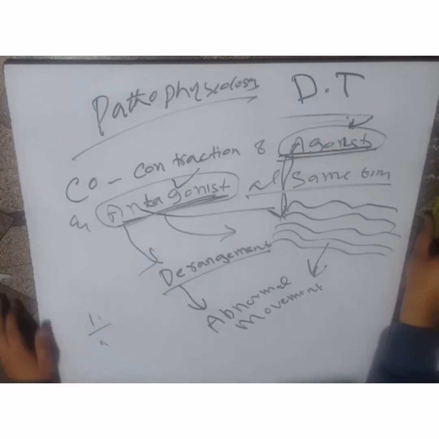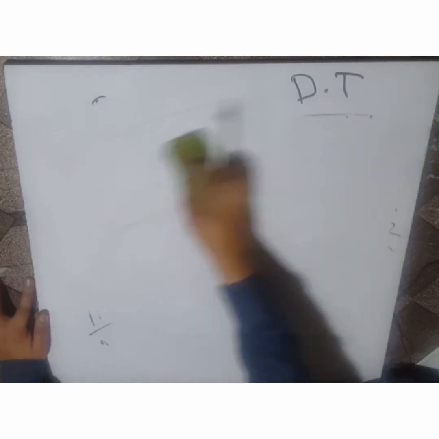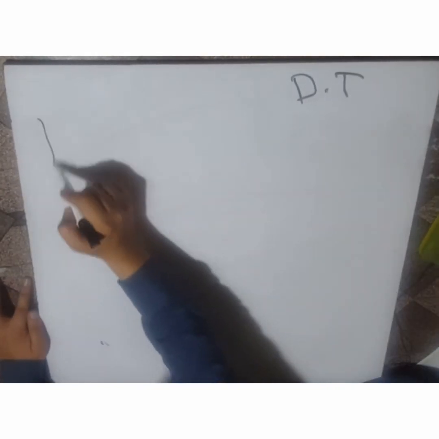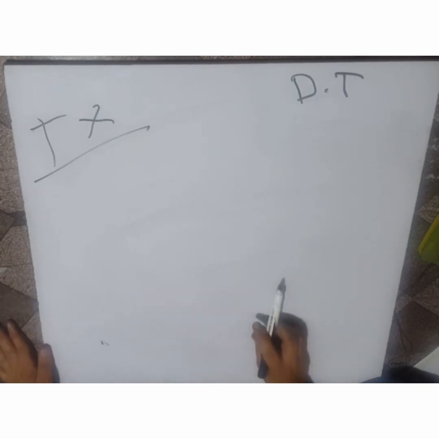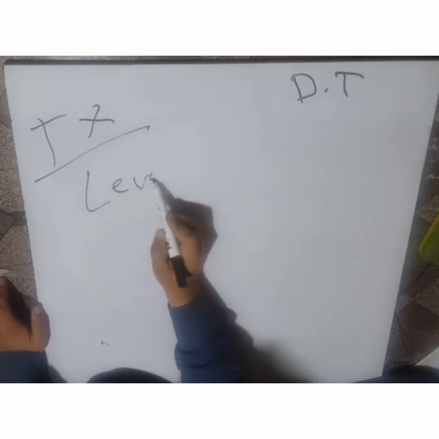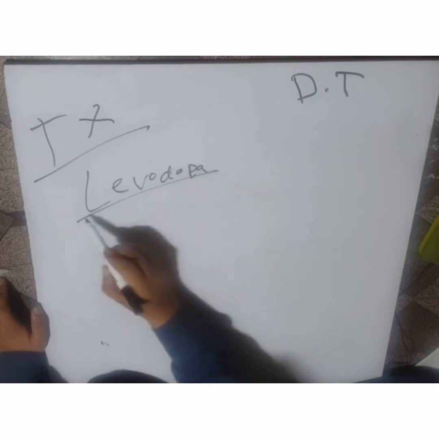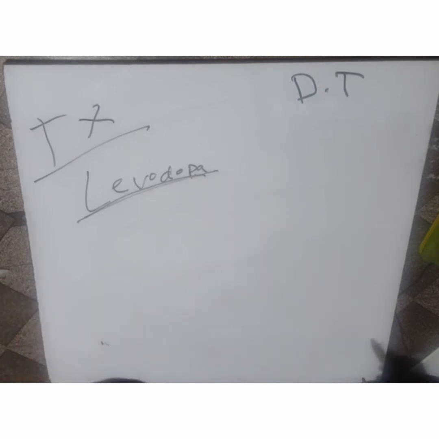Now we'll discuss the treatment for dystonia. The treatment for dystonia is levodopa. All the classes of dystonia can be treated initially by levodopa, because the dystonias are mostly genetic. Levodopa is started as the initial dose for dystonia in childhood.